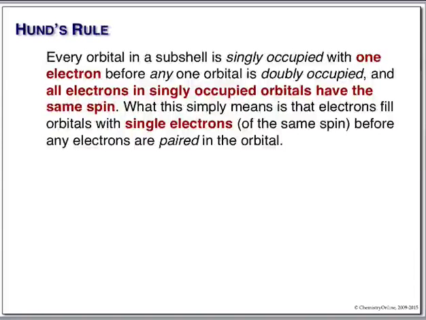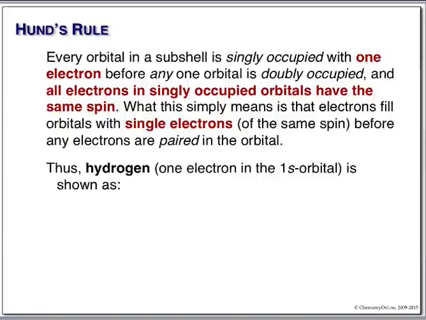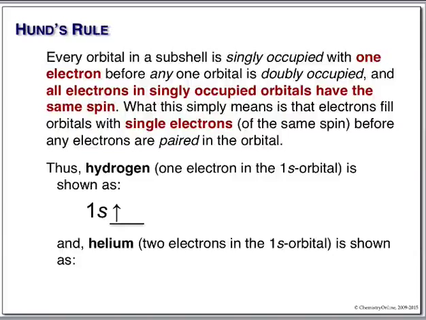But this is important because as we're filling orbitals, there's something called Hund's rule. And it simply says that electrons must go in one at a time. And as you fill an orbital, they must have opposite spins. Okay, so if we're dealing with hydrogen, we have right here in our first group, our first period, we can put in one electron. We can show it like this.